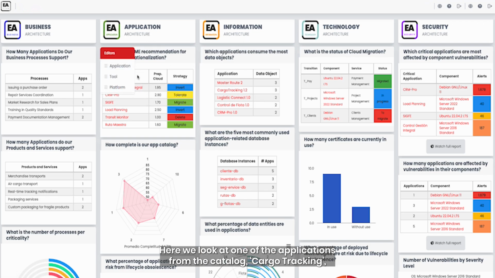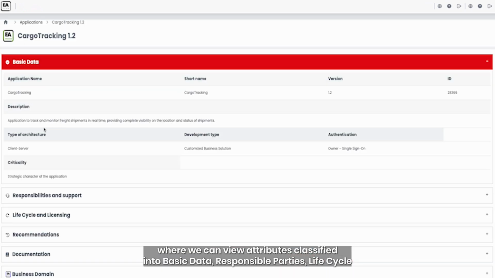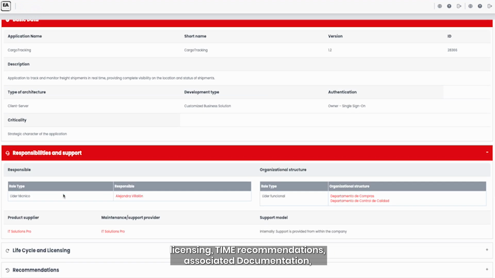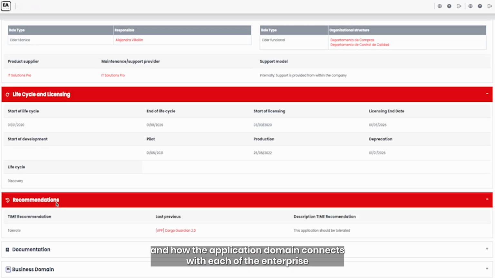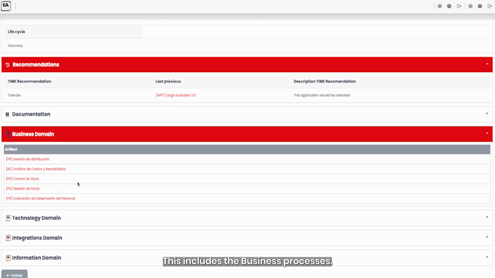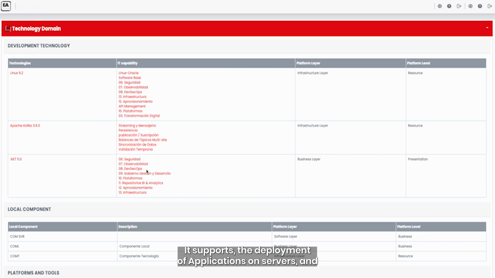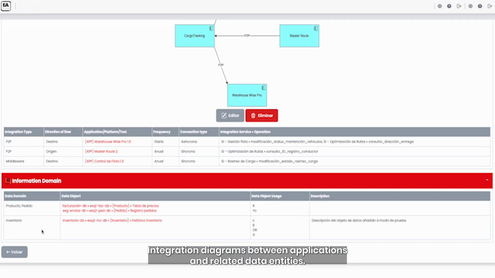Here we look at one of the applications from the catalog, Cargo Tracking, where we can view attributes classified into basic data, responsible parties, lifecycle, licensing, time recommendations, associated documentation, and how the application domain connects with each of the enterprise architecture domains. This includes the business processes it supports, the deployment of applications on servers, and integration diagrams between applications and related data entities.